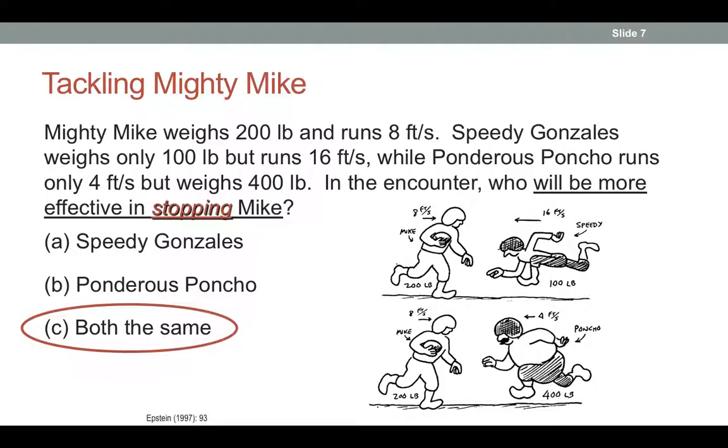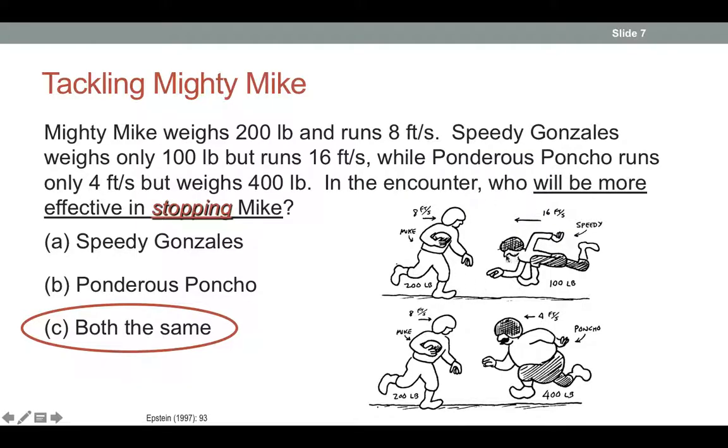Well, it turns out they will both have the same ability to stop Mike. And that's because, notice in both cases, there is no overall net momentum. The momentum here, if we use the English system, is 200 times 8, or 1600. Speedy has the exact same, 16 times 100, exact same amount of momentum. Ponderous Poncho is 4 times 400, the exact same amount.